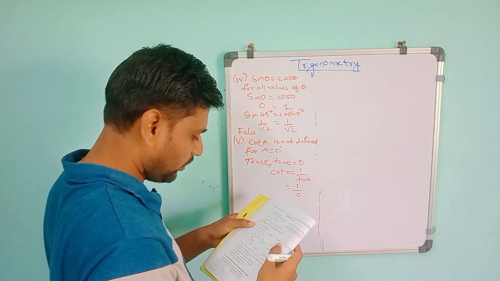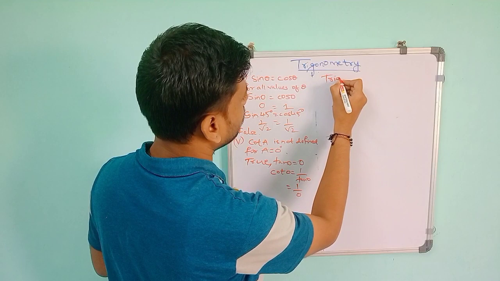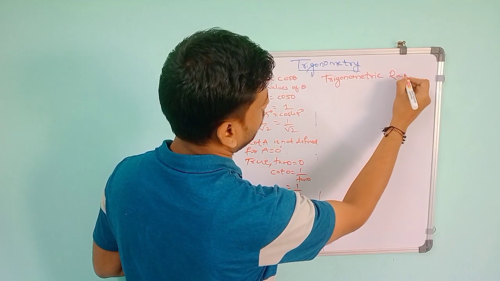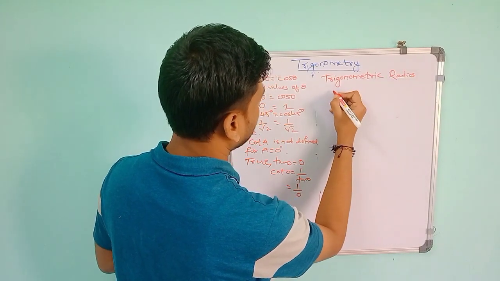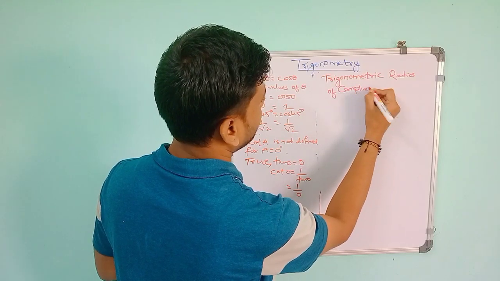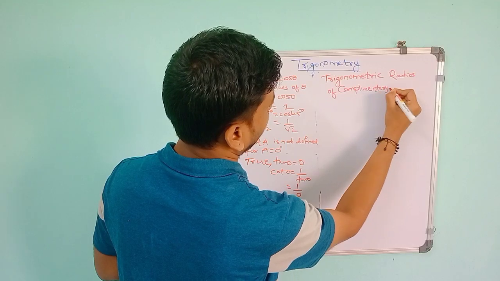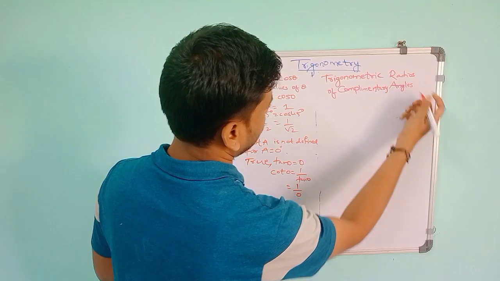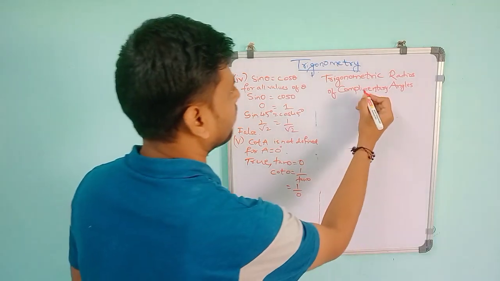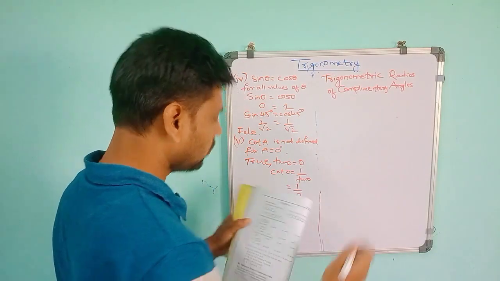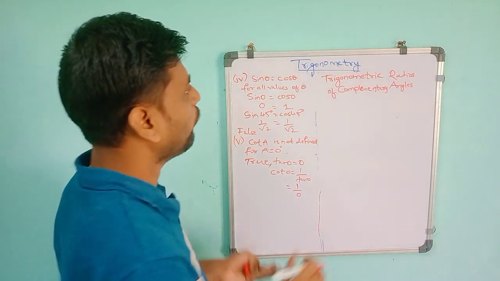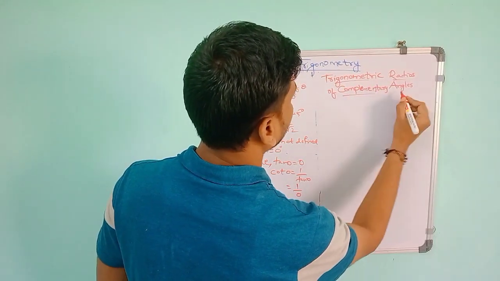The next topic is trigonometric ratios of complementary angles. What is the next topic? The trigonometric ratios of complementary angles. First you should know the meaning of complementary. So, trigonometric ratios of complementary angles.